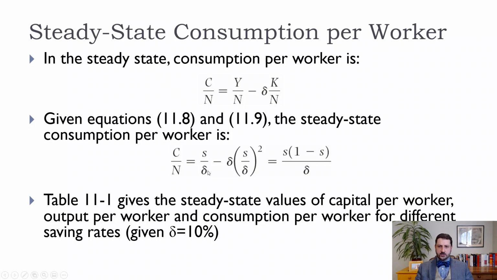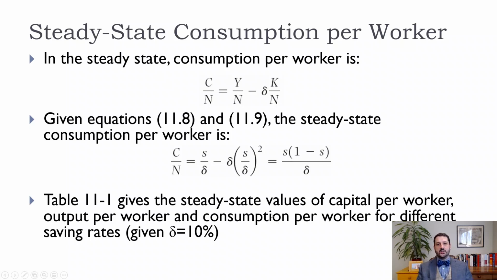So here we have S over delta minus delta, that's from this delta here for the depreciation, times S over delta squared, that's just S squared over delta squared. So one of the deltas cancels out. We have delta in the denominator of both of those fractions. So then it's S minus S squared over delta.